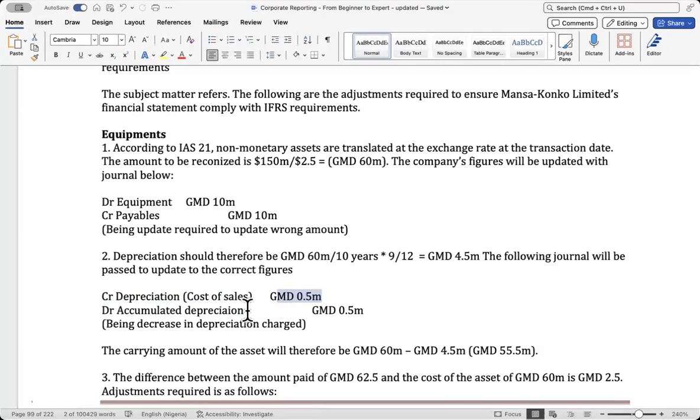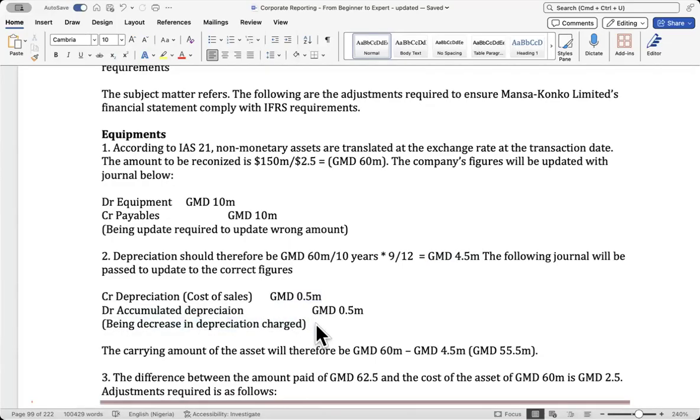And I now debited accumulated depreciation with 0.5. Ordinarily accumulated depreciation should be credited. But because I intentionally want to bring down their figures from 5 million to my own 4.5, that's why I'm debiting this. So the reverse. So being decrease in depreciation charged.